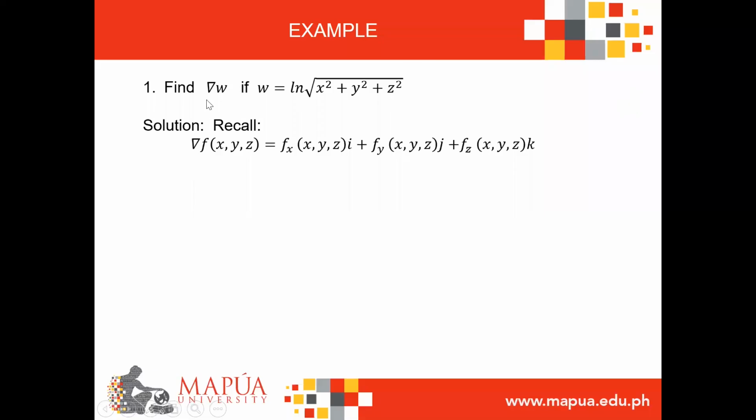Let us work on this example. It says here, find del w or gradient of w, where w is equal to ln of the square root of x squared plus y squared plus z squared. So let's recall the formula. This is a function that involves three variables. So we have del f of x, y, z is equal to f sub x evaluated at x, y, z times i plus f sub y evaluated at x, y, z times j plus f sub z evaluated at x, y, z times k.